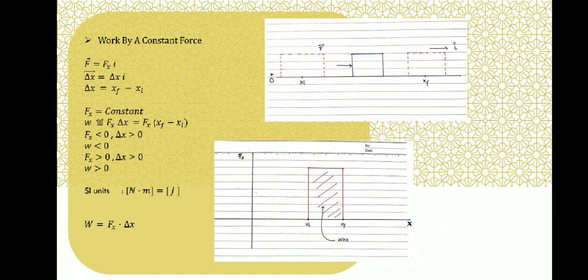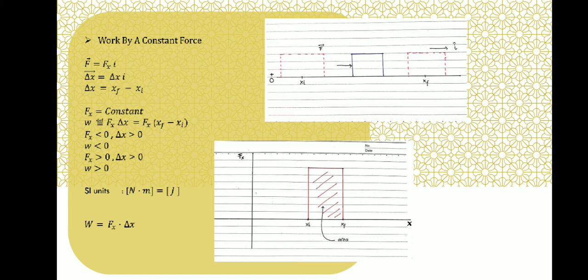If the force Fx is less than 0 and the object shifts in the positive direction, then the work is negative. If the force Fx is positive and the displacement is positive, then the work is positive. Work is the product of force and distance. The SI unit is the unit of force times meter, which is Newton times meter, equal to joule.